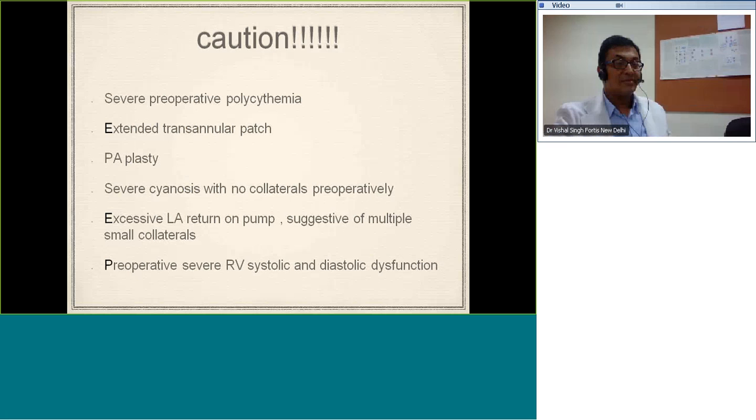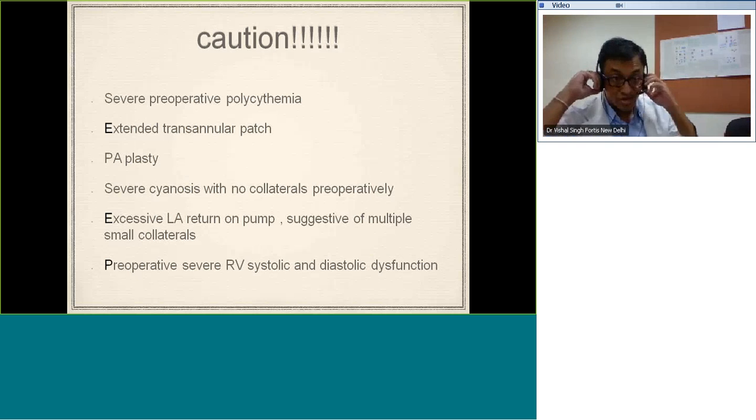Besides, ensure that there are certain situations where this early extubation may not work out. So choose your cases well. Fast tracking is good as long as you know where you are doing it and you are sure about the background of the patient.